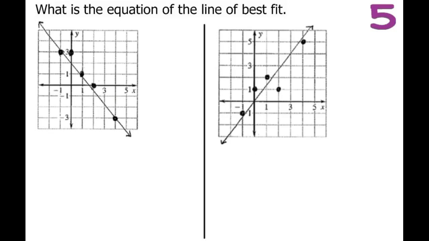Next, it says, what is the equation of the line of best fit? So I know this is a lot of work. It seems like a lot because we don't have any equations here for us. But generally, we simply want an equation in the form y equals mx plus b. So if we can find two nice points on the line to find a slope, we're halfway there.